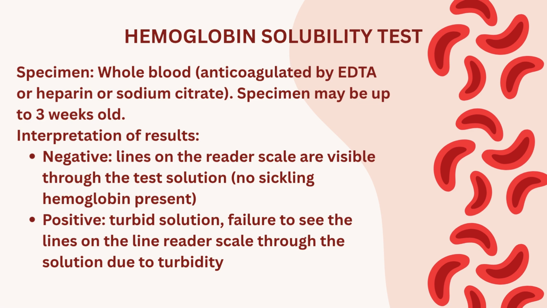For the interpretation of results, it is reported as negative if the lines on the reader scale are visible through the test solution. If it's negative, there is no sickling hemoglobin present. If it is positive, there is a turbid solution, so there is failure to see the lines on the reader scale through the solution due to turbidity.